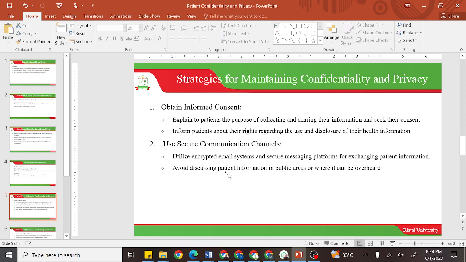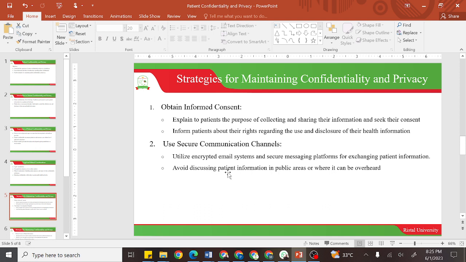So what can you do when dealing with issues of confidentiality and privacy? If you're going to collect information from patients, it's important that you explain to them what information you're going to collect from them and for what purpose, and who you're going to share that information with, such that they can give you informed consent. Okay? They should also understand their rights in regards to this information that is being collected from them.